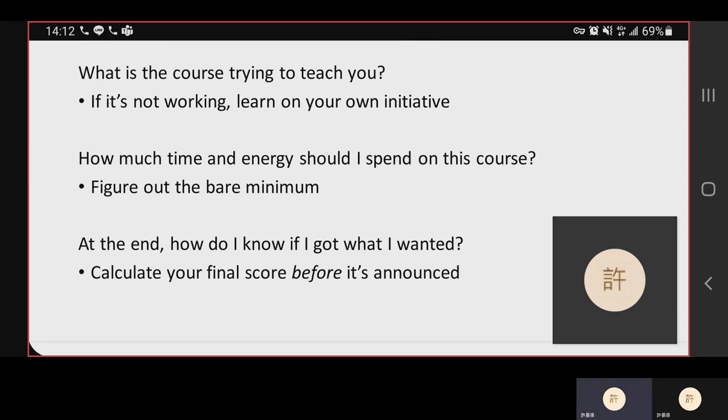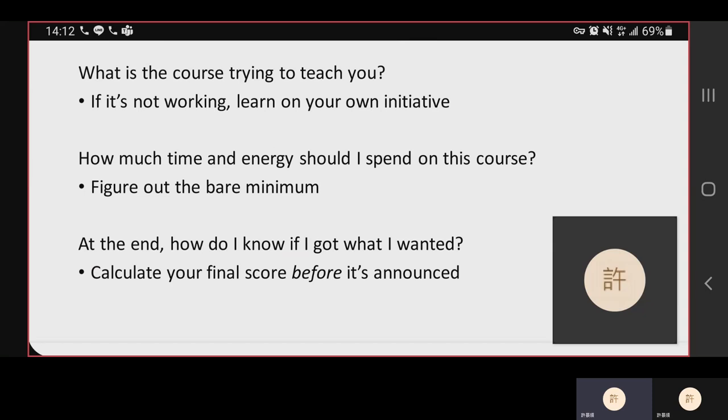And if you really, really just don't care about this course or any course, but you have to take it because if you don't take it, you can't graduate, then the smart thing to do is to figure out the bare minimum. What do you have to do to pass the course and do just that?